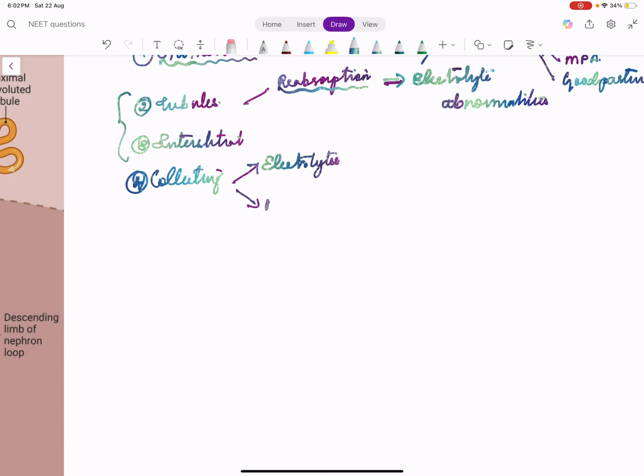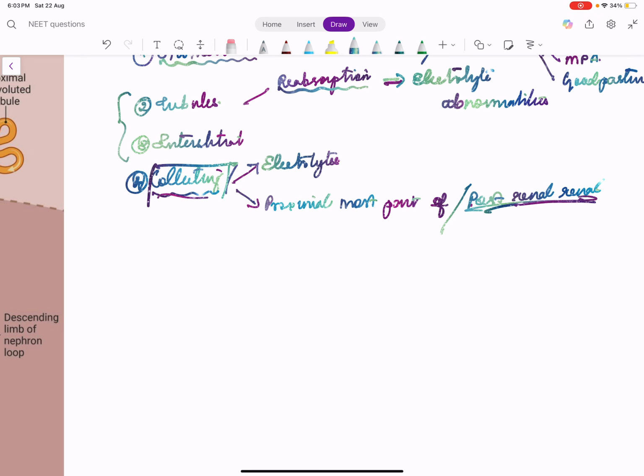So it is the proximal-most part of the post-renal system, or the collecting system, or the ureteric system. So post-renal diseases, for example obstruction, BPH, etc., can affect this collecting duct. Some changes can be seen in the kidney even though there is a post-renal disease. Those changes can occur in the collecting system. When the collecting system is affected, that can lead to electrolyte imbalance.